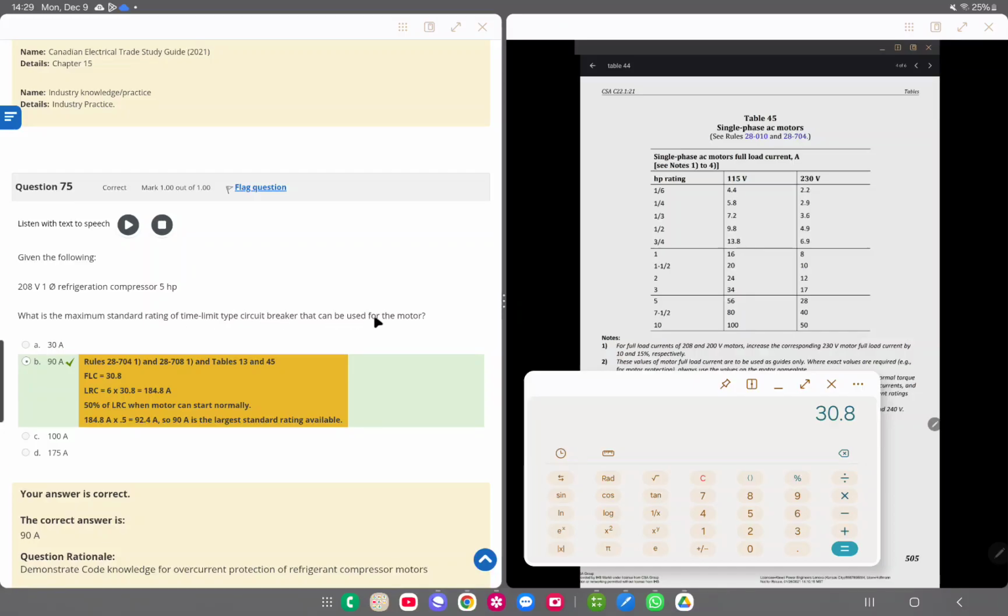So now that we have the FLA, it's a cold motor. So we're going to get the locked rotor current. So we multiply that by 6. We're going to get a total of 184 amps. And we want to know, what do they want? They want what is the maximum standard rating of time limit type circuit breaker.